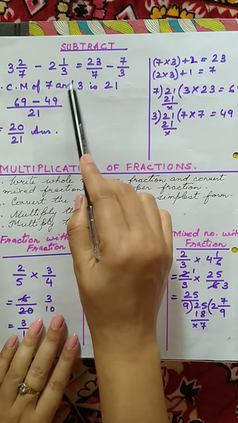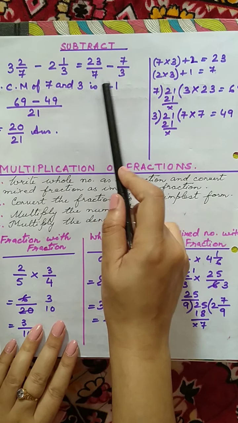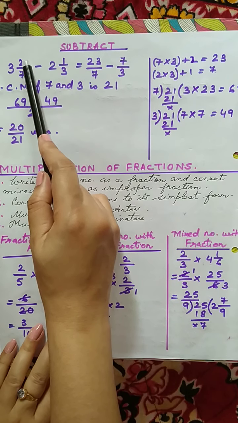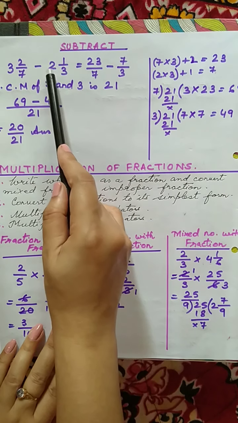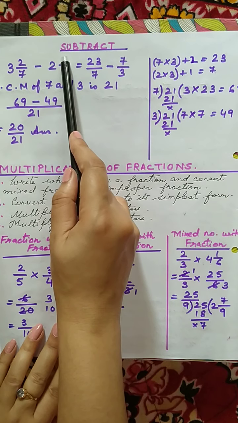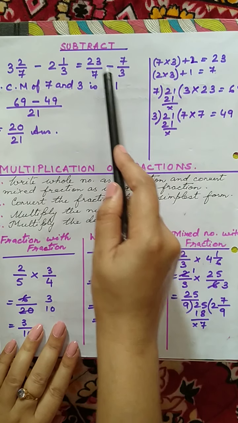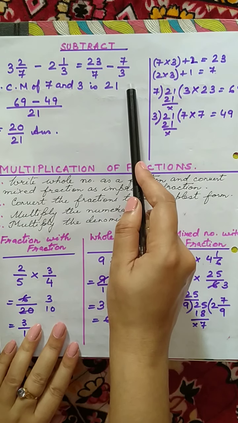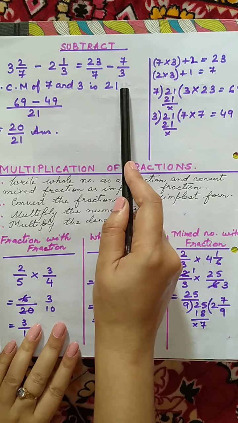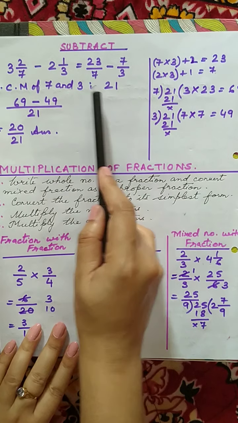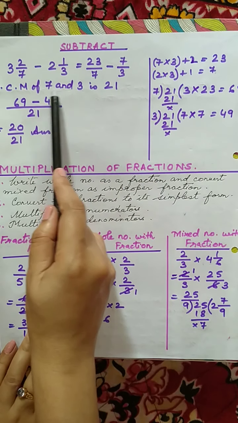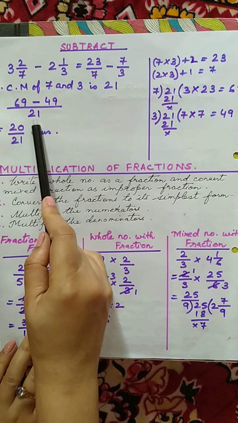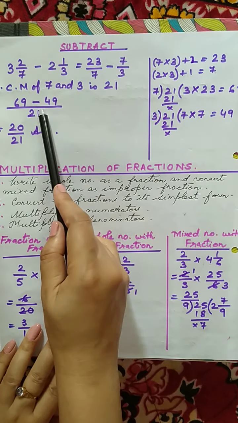So the first step is to change the mixed number to improper fraction. 3 7s are 21 plus 2 is 23 by 7. 2 3s are 6 plus 1 is 7 by 3. So we have to subtract 23 by 7 minus 7 by 3. Now 7 and 3 cannot be divided by the same number. Therefore, to find the LCM of 7 and 3, we multiply them, which is 21. Now we take 21 as the common denominator and start dividing the denominators.